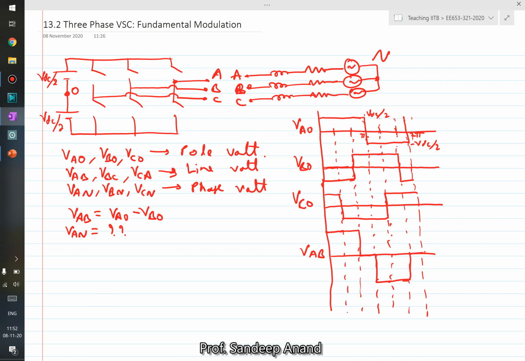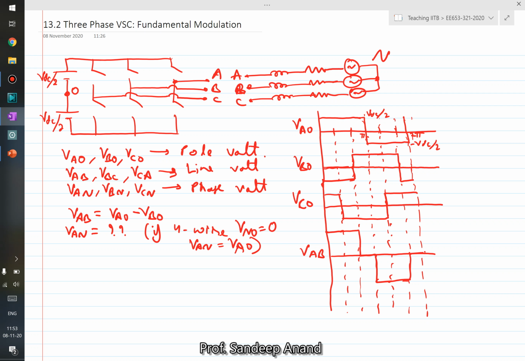If it's a 4-wire system, which essentially means that N and O are shorted, so the potential between N and O is 0, and therefore VAN is nothing but VAO. We have already drawn VAO, so the same waveform is applicable for VAN. So in a 4-wire system, it's straightforward.